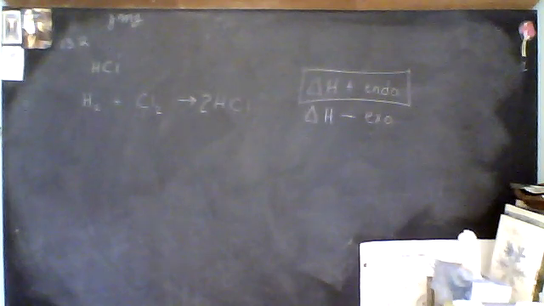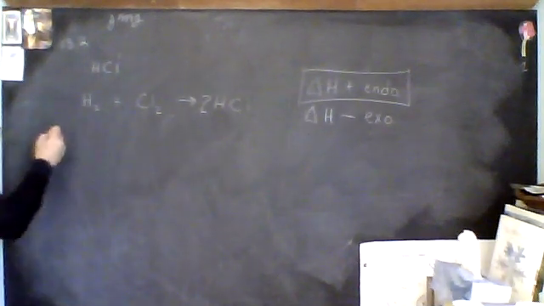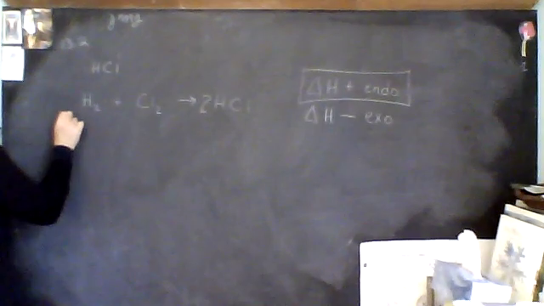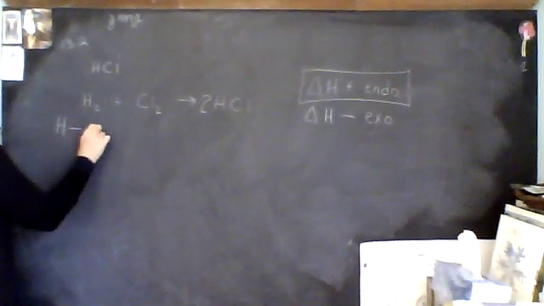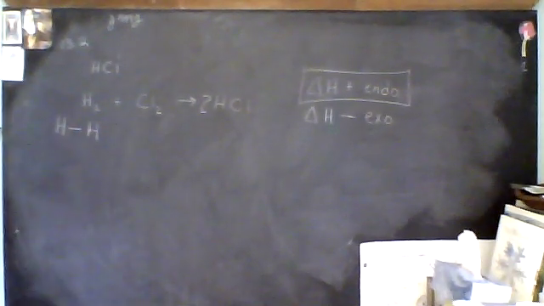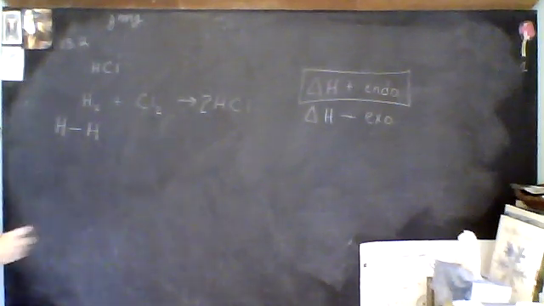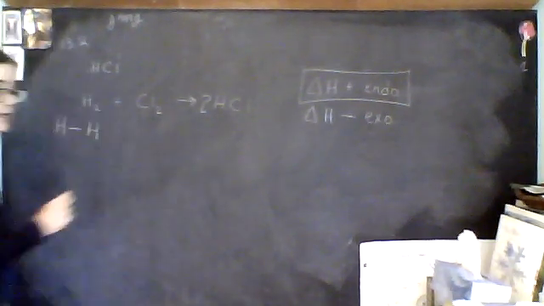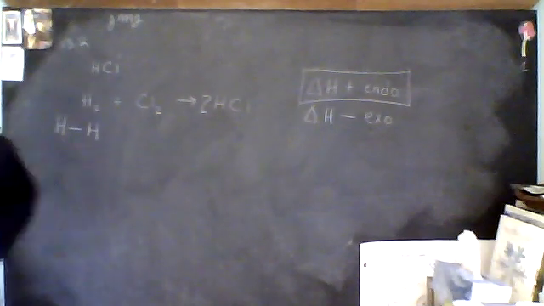Okay. So what does our thing look like? Let's draw the Lewis structure of our molecules. What does this look like? Yep. Does it have any other electrons? No. How about Cl? It's the same. Where is Cl? Cl doesn't look like hydrogen. What are you talking about?